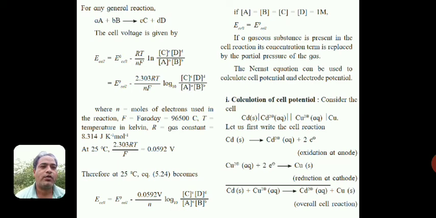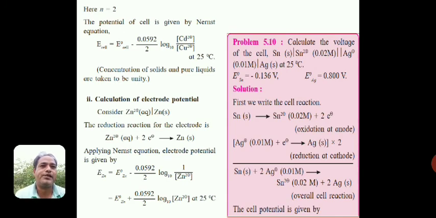Yesterday we discussed cell potential and electrode potential. We saw its examples, that is its derivation, or how to find out the concerned cell potential or the electrode potential. Now today we are going to actually solve some problems, again taken from your textbook for your convenience.